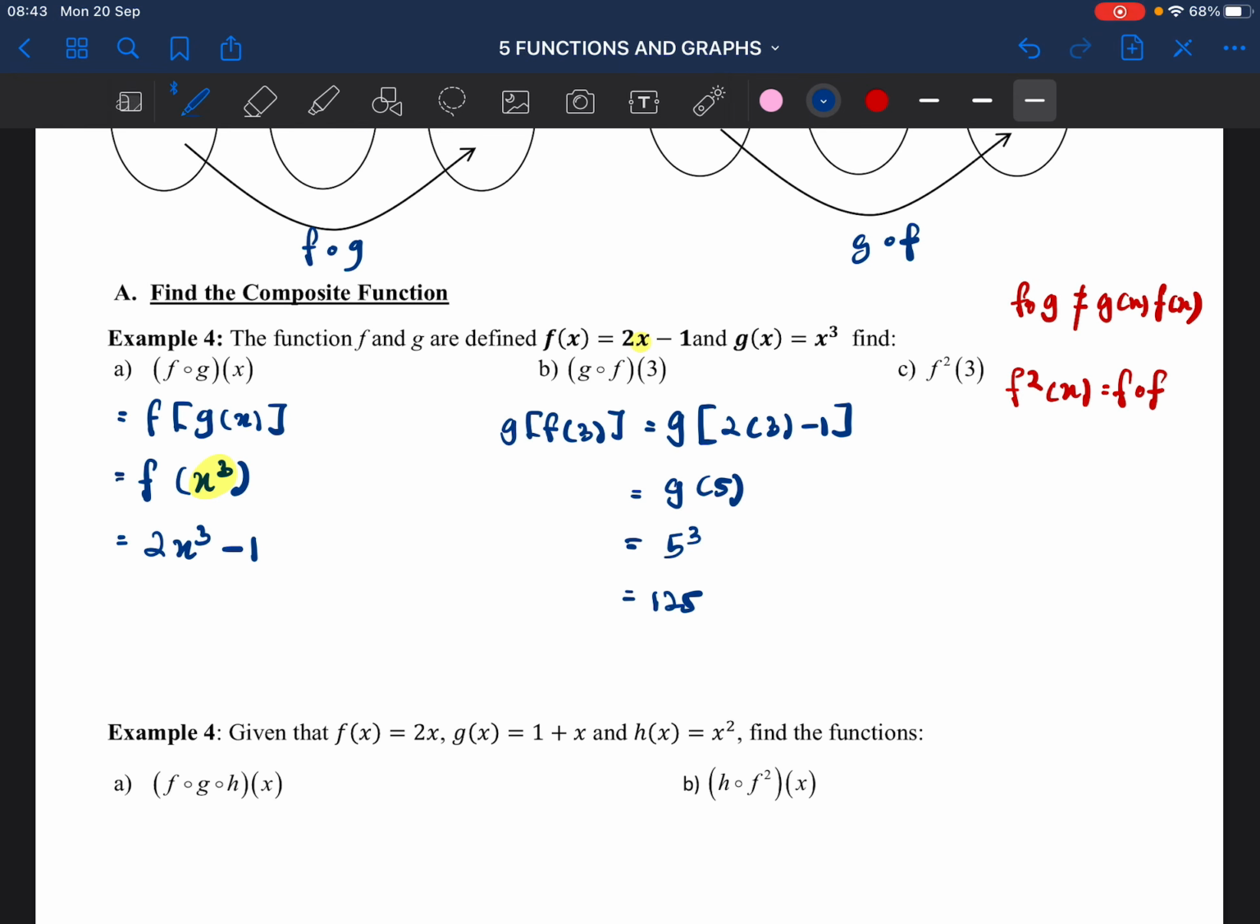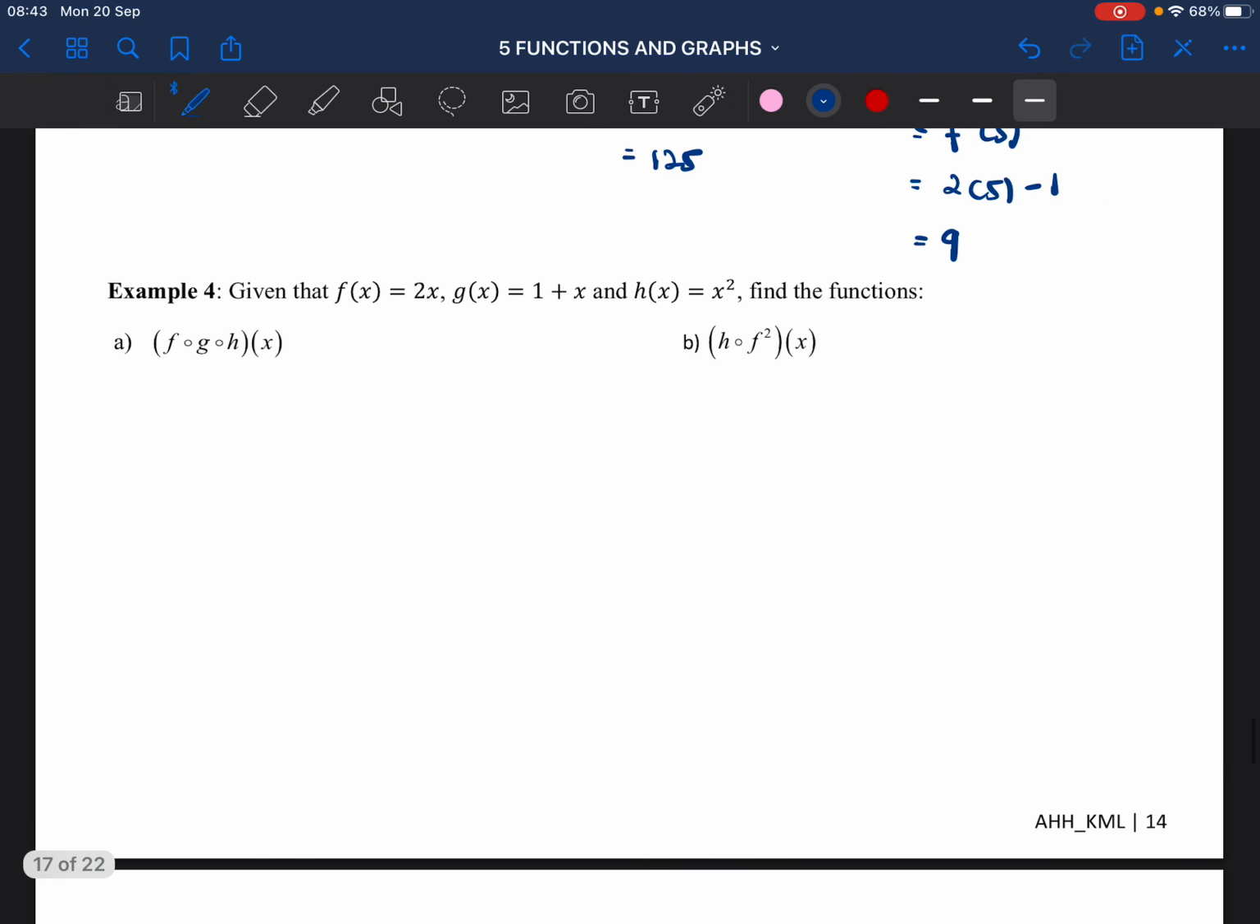Okay, for question C, as I said earlier, f squared 3 means f composite with f. So we will have f(f(3)). From the back, we have f, so substitute 3 into function f(x). We will have 2 times 3 minus 1, which gives us 5. So now substitute 5 into function f(x). We will have 2 times 5 minus 1, equals 9. So that is how you find a composite function.